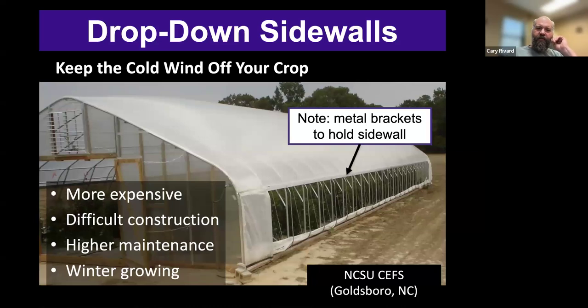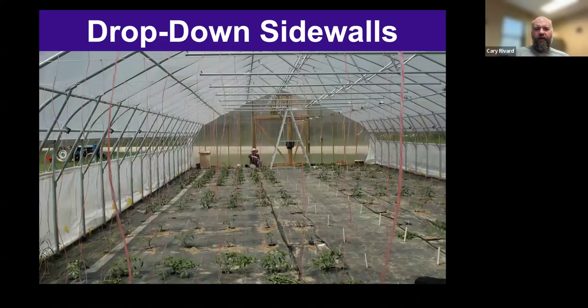Drop-down sidewalls are typically more expensive and they're really useful, especially for wintertime growing. And there's lots of different ways that these are constructed. I'll show you a couple of pictures, but depending on what manufacturer you get this from, it's going to come in different shapes and forms.